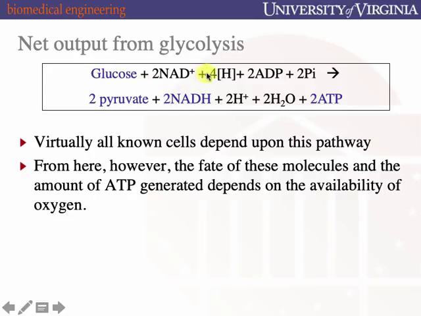Glucose is going to take two oxidized NADs. This is using that neutral hydrogen, two ADPs and inorganic phosphates to yield two pyruvates, two reducing equivalents of NADH, some additional products, and then the two ATP molecules. Four are synthesized along the way, but two are consumed, so the net output is the generation of two.